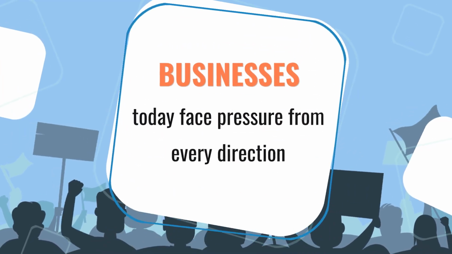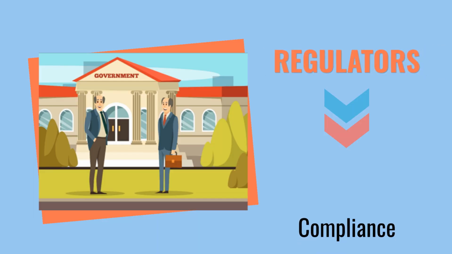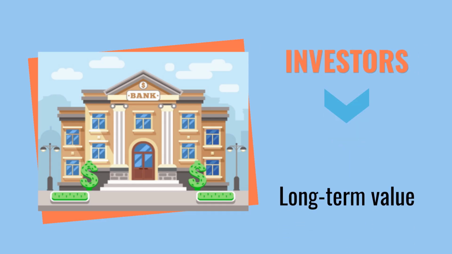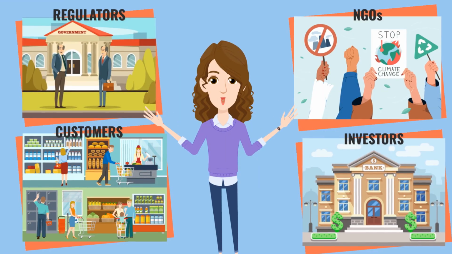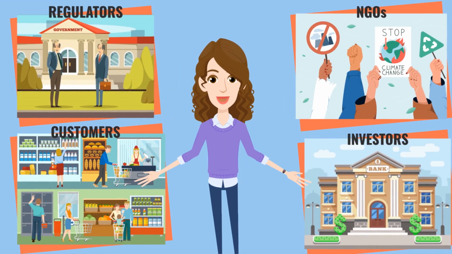Businesses today face pressure from every direction. Customers want transparency. Regulators enforce compliance. NGOs highlight hidden risks, and investors demand long-term value. A stakeholder's map is no longer optional. It's the backbone of any serious sustainability strategy.